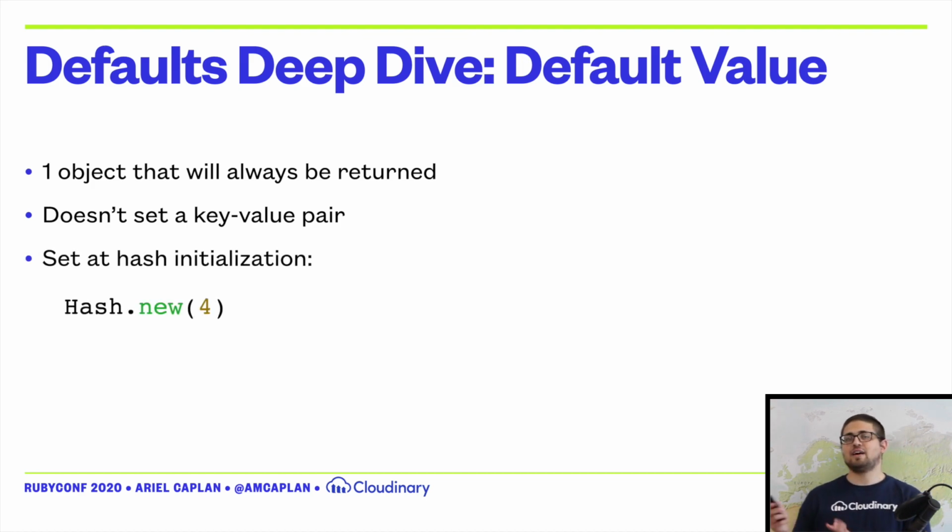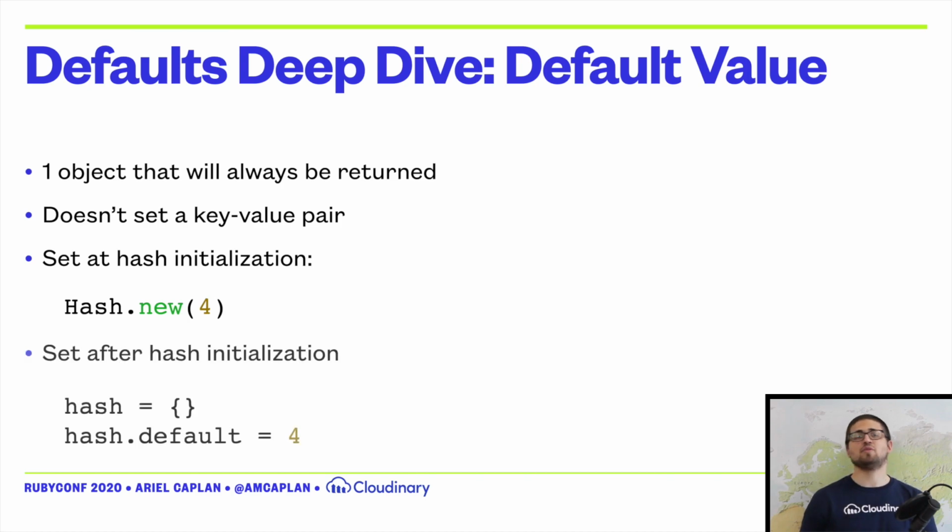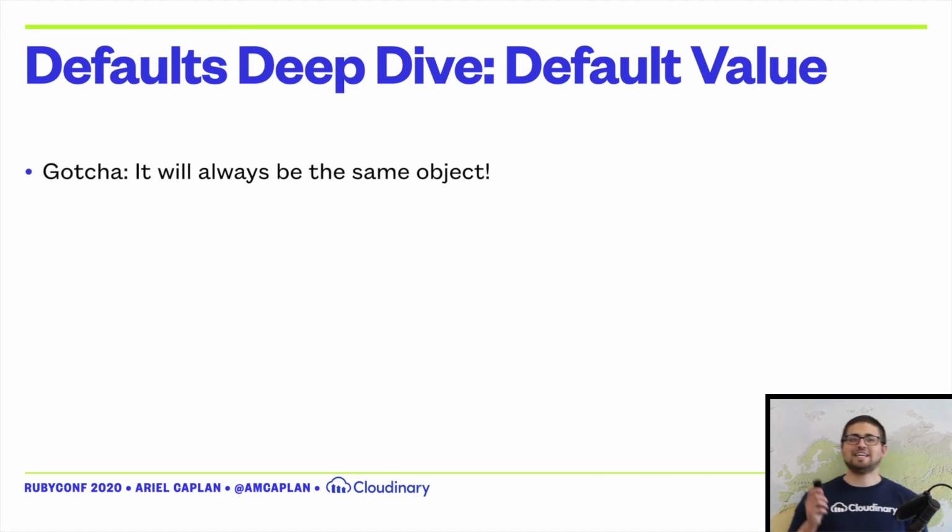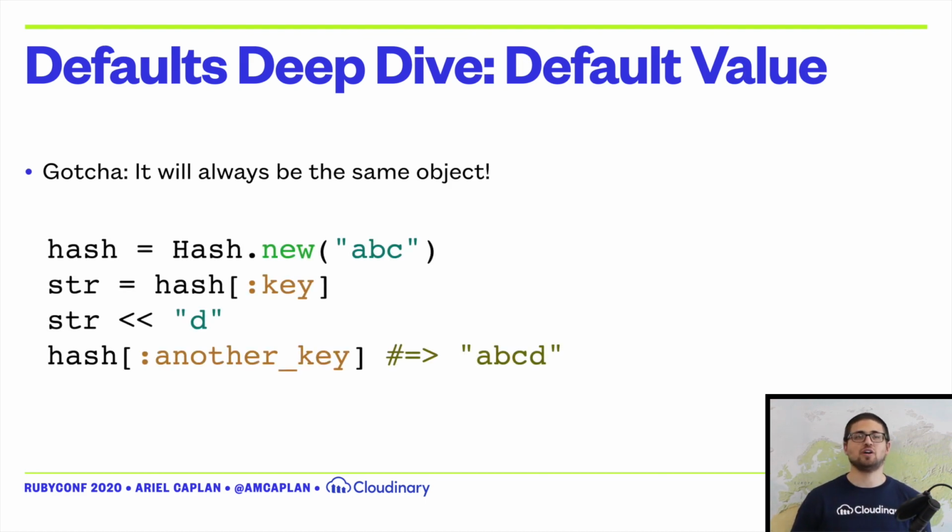You can set this default value at hash initialization time, or later on you can just call .default equals, and that will set the default value just as well. Now, one important caveat, it will always be the same object. There's no duping or cloning or anything happening. It's just the same object. And so if you create a hash with a default value that's mutable, it can change, like a string. So in this case, we create it with the string ABC. And then we say, OK, let's pull out the default value. We're going to ask for a key that's not there. We're going to get that default value back.